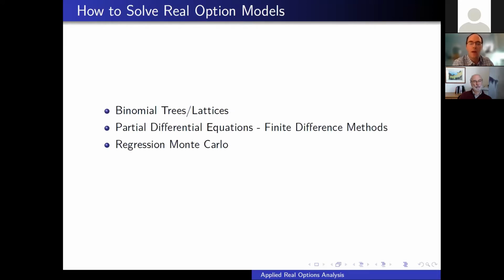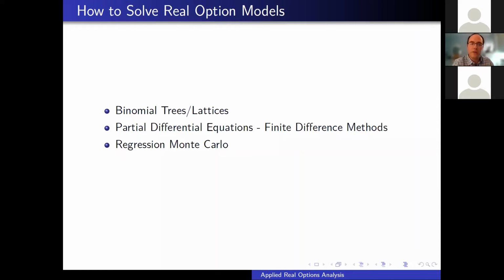So how do we solve these models? There are 3 standard approaches. There are binomial trees and lattices, partial differential equations using what we call finite difference methods, and regression Monte Carlo, which is the topic of this talk. The first 2 methods are technically both lattice methods, but binomial trees are very fast, and I think they're very flexible. The model that I'm going to show you has multiple states of uncertainty, but there is a single state of uncertainty that is represented as a binomial tree, which I will link to as well, so that if you want to compare them, you can.